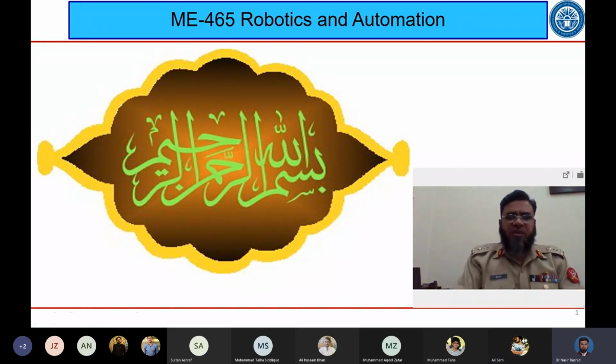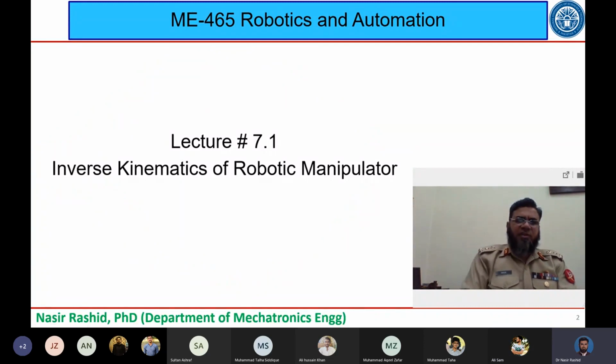So let us start today's lecture, which is about the inverse kinematics of robotic manipulator. We have been talking about the forward kinematics, and this is the converse or inverse of the forward kinematics, and we are going to talk about it today. This is a topic which has a little more difficulty level as compared to the forward kinematics.